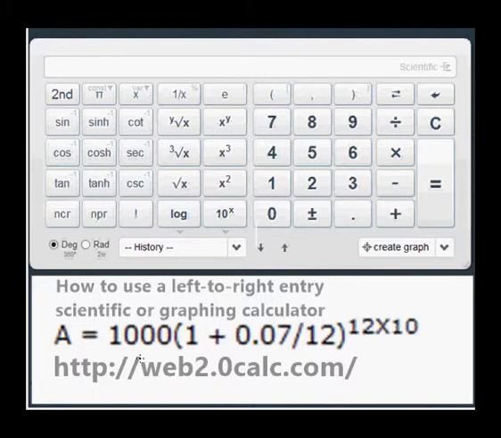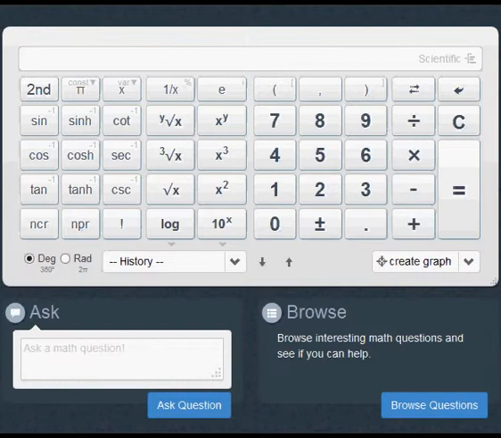For this video, I'm going to use the online calculator at web2.zerocalc.com. It's a really nice calculator online, but it's also very comparable to your scientific or graphing calculator where you enter left to right. So let's look at how we can enter this. We can enter it all in one shot. We can put in the 1,000 times parentheses 1 plus 0.07. For the fraction, we use divide by 12, another parentheses.